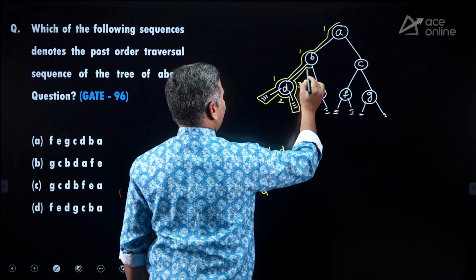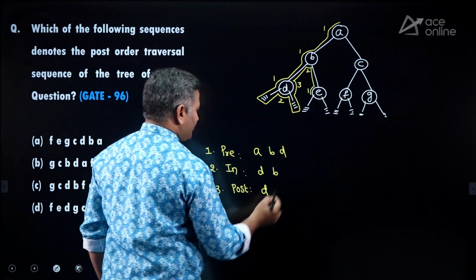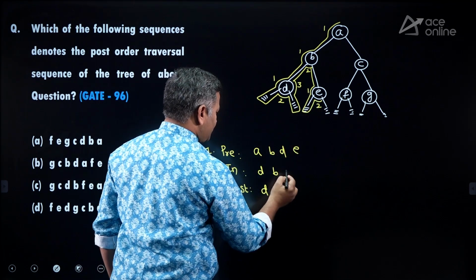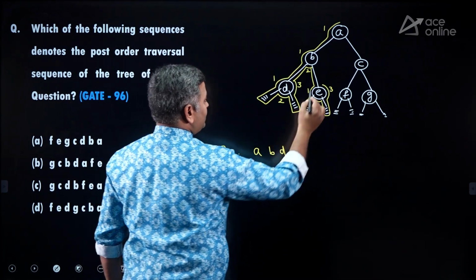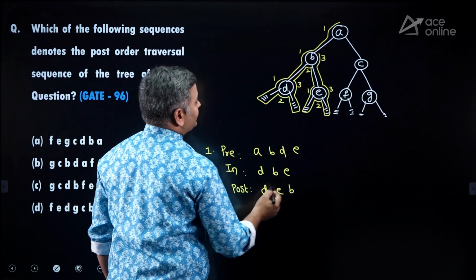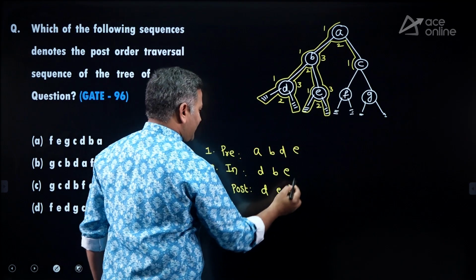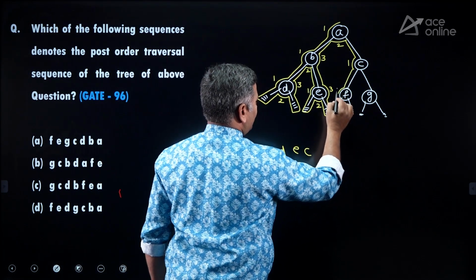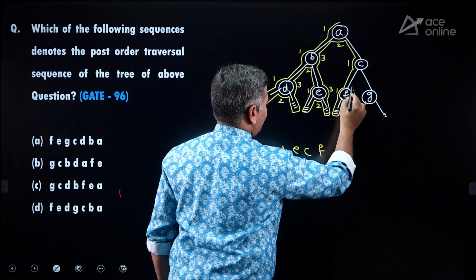When you touch the first time, it is pre-order traversal. Second time, which is in-order traversal. Third time, which is post-order traversal. Third time again post-order traversal. Second time, and then first time. Second time means in-order traversal. First time means pre-order traversal. Again, first time pre-order traversal. Second time and then third time.